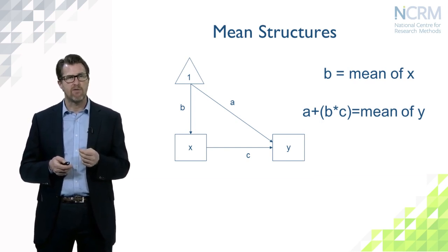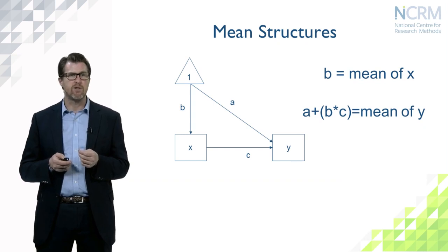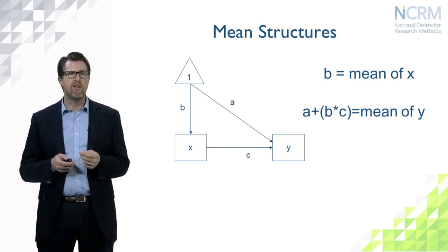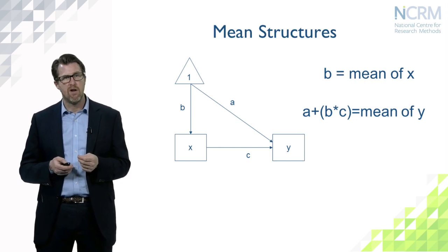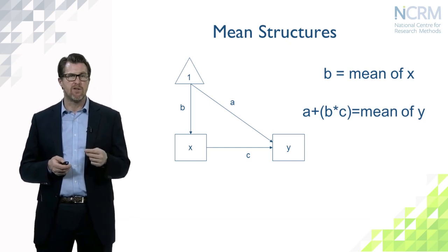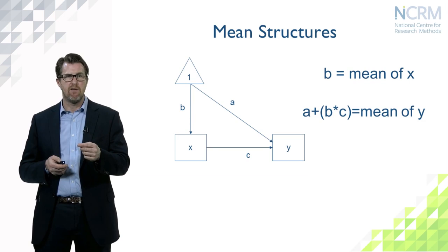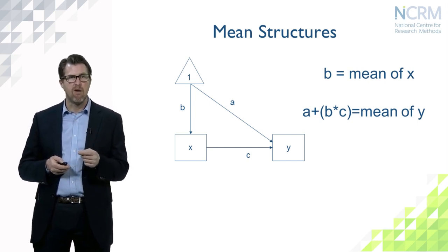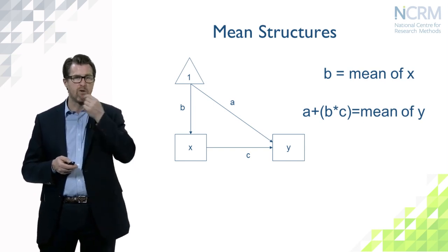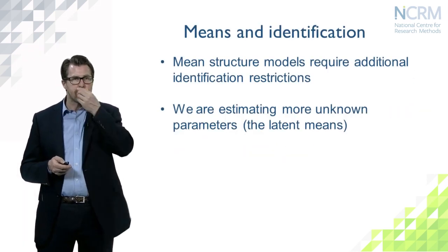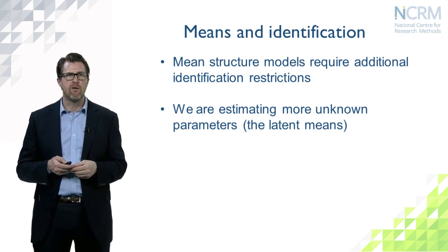We have a direct effect from the constant to x, which is b, and a direct effect from x to y, which is c. So the indirect effect of the constant on y is the product of b and c. So by adding in this constant, we can estimate the mean of x, which is simply the coefficient b, and we can estimate the mean of y by taking the sum of A and the product of B and C. That's the total effect, the sum of the direct and the indirect effects. So that's how we introduce means into our model.